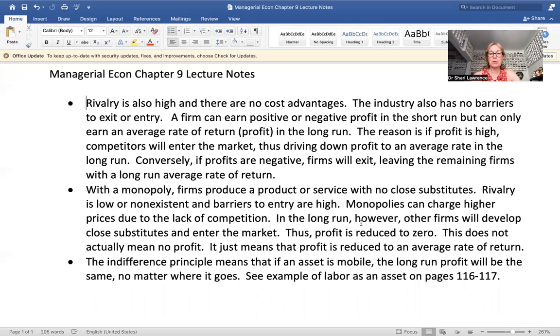So if you come down here, when we talk about a monopoly and it says the profit is reduced to zero, and they mentioned in the book that in perfect competition, profit is reduced to zero. That means excess profit. So you can earn this excess profit in the short run, but in the long run, you don't earn any excess profit. You just earn this normal rate of return.